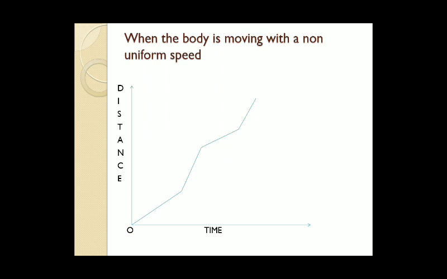Now, next, when the body is moving with a non-uniform speed, the graph may be a curve or it may be a zigzag path. So, it means unequal distances in equal intervals of time or vice versa. So, we can say that when an object covers unequal distances in equal intervals of time, it moves with a non-uniform speed. So, in that case, the graph will not be a straight line.